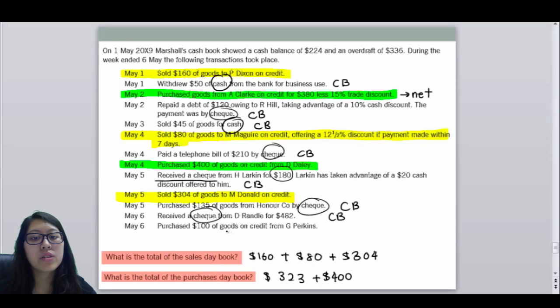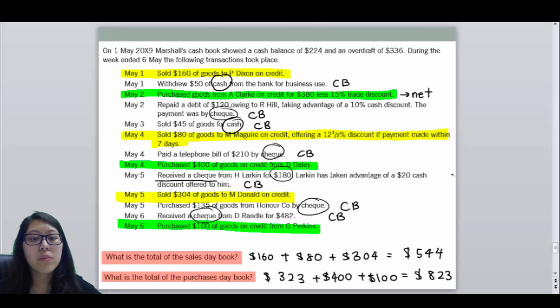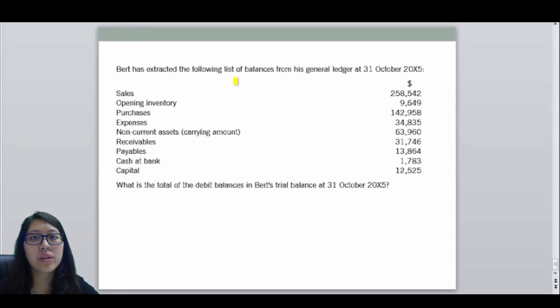Purchased $100 of goods on credit from G. Perkins. And this should be our final credit purchase. And afterwards, you should total up all of these invoices to get to our total figure. So the total sales day book is 544, whereas the total purchases day book is 823.